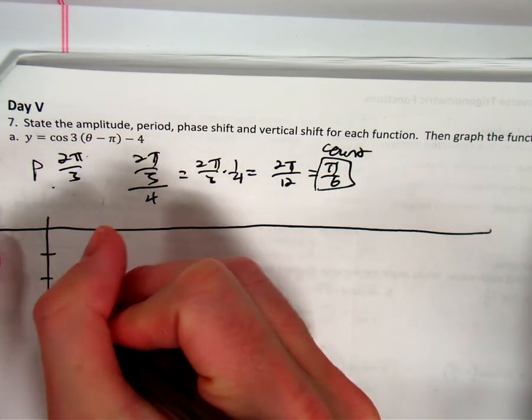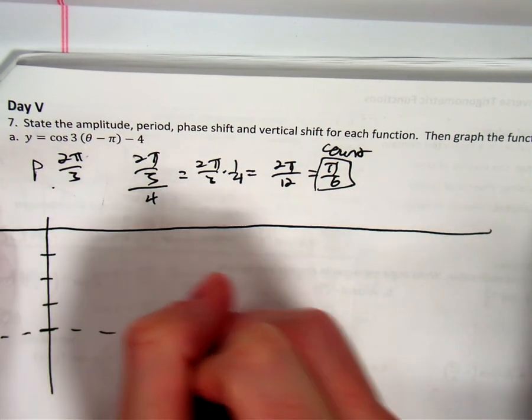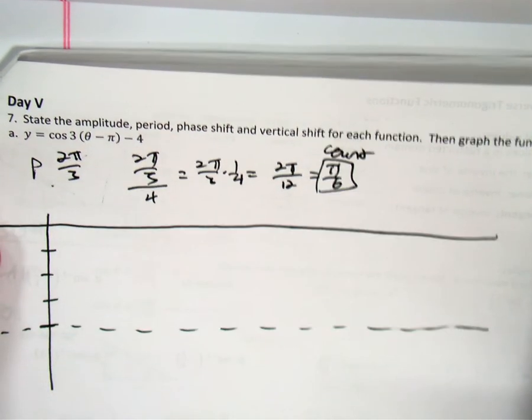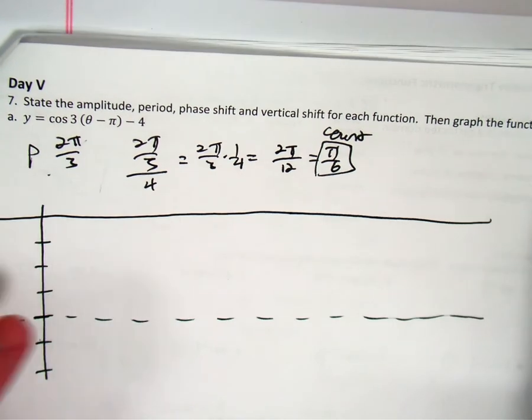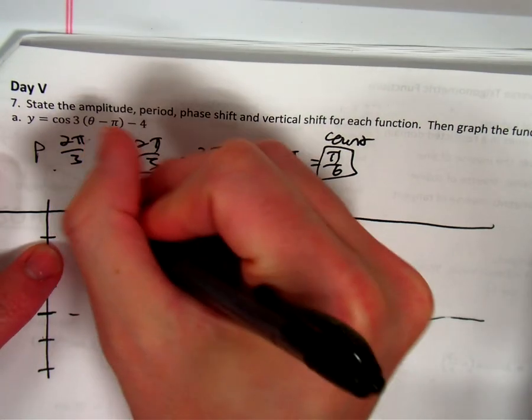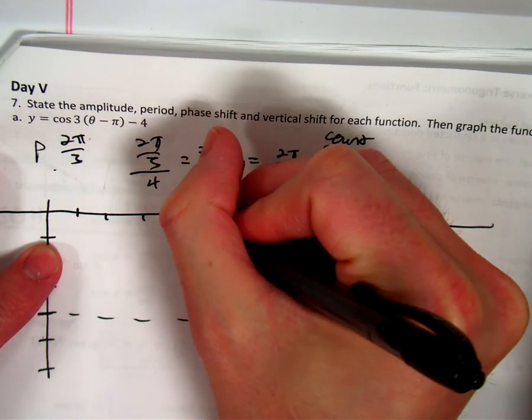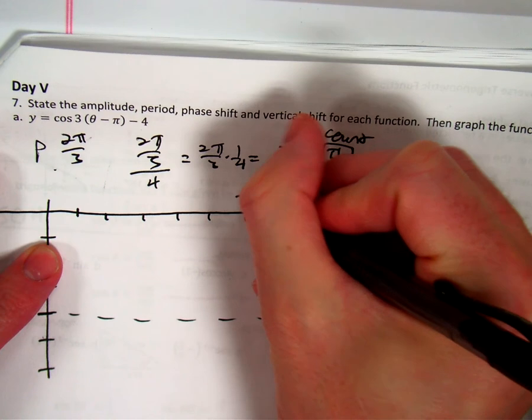-1, -2, -3, -4. And another couple tick marks below that. Counting by pi over 6s: 1, 2, 3, 4, 5, 6. Okay, that's where pi is going to be.